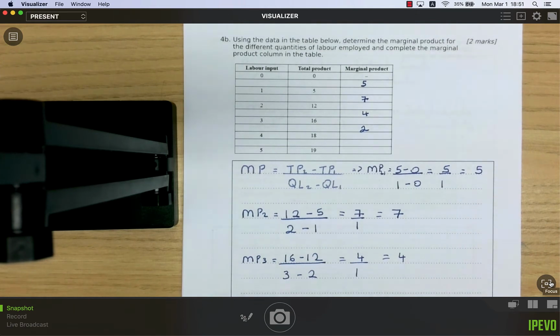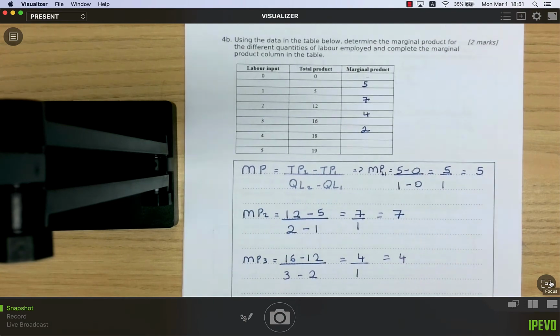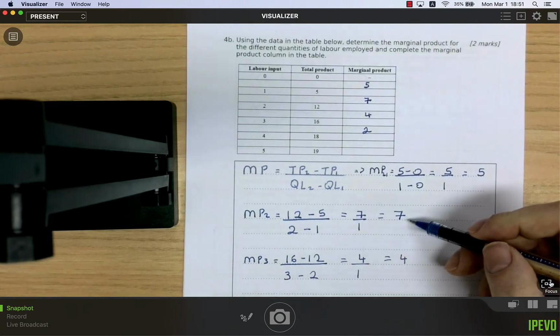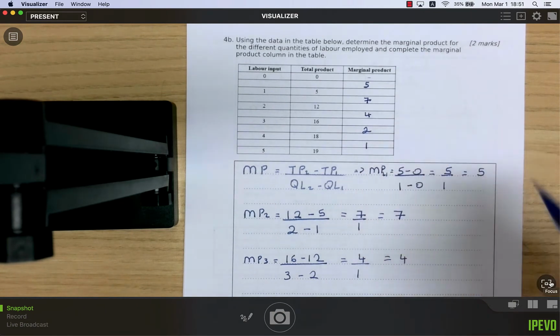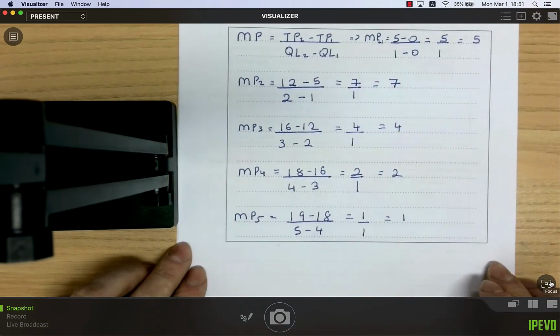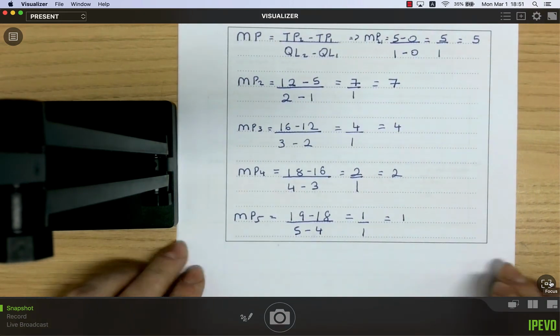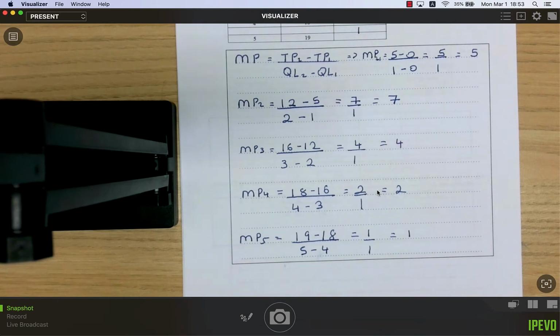Okay, so the marginal product of the fifth worker is 19 minus 18 over 5 minus 4, which equals 1 over 1, which equals 1. The second worker was responsible for an extra 7 units being produced. The fifth worker was only responsible for an extra 1 unit. And you must forgive me, I just realized you couldn't see that calculation there. But there we go. Only responsible for an extra 1 unit of production.